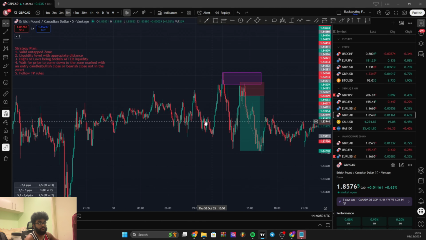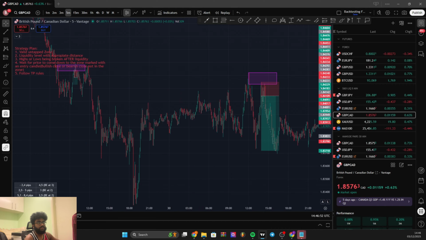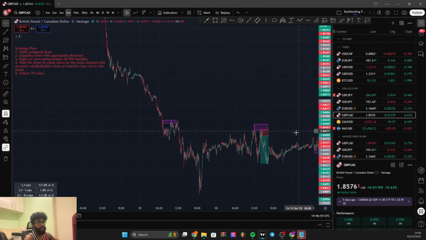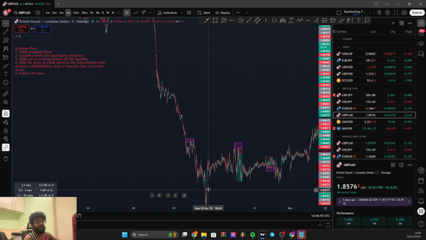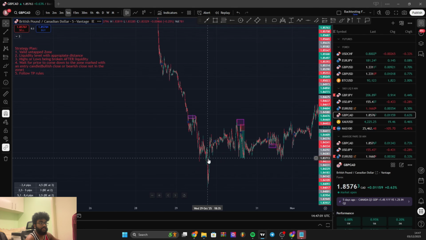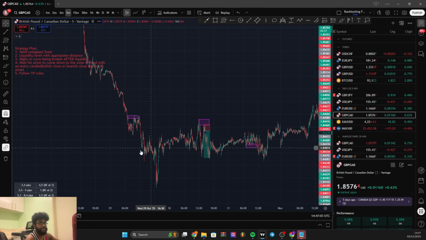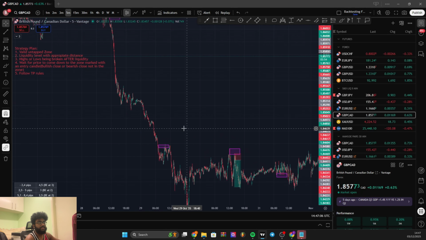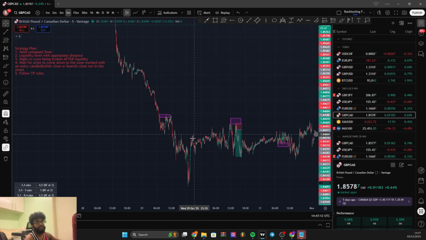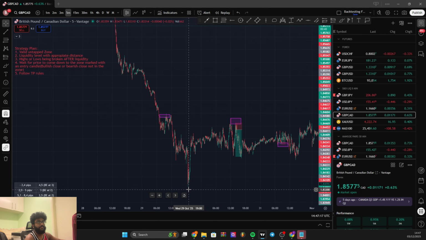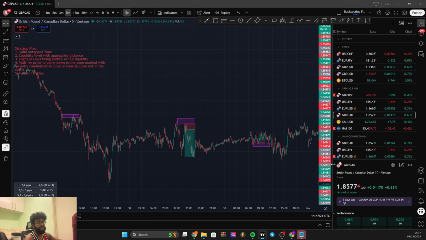This is another example on GBP CAD. We can see how price has literally been going down for quite a while. And then we can see price giving a retracement. As you know, price doesn't carry on going down. In order for price to move, obviously it needs to breathe, it needs to retrace. And in this case, that's what it did. Price was going down very impulsively. Then came back up, giving a retracement.